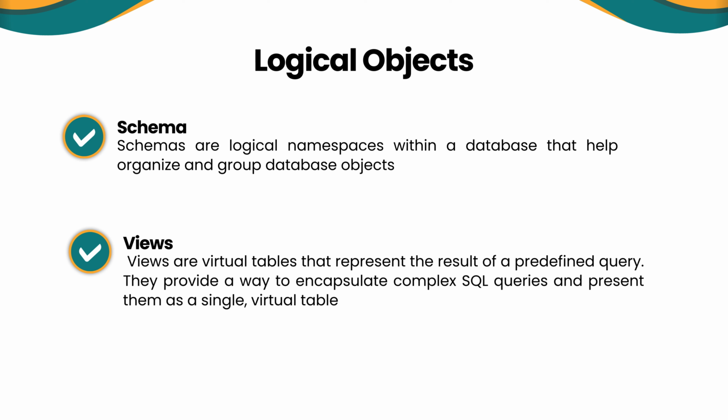Now here we have some more logical objects of the PostgreSQL database. First one is schema, which is a logical namespace within our database that helps organize and group the database objects. Database objects like tables; a schema also contains other kinds of named objects, including data types, functions, and operators. And the same object's name can be used in different schemas without conflict. For example, both schema1 and schemaA can contain the table named my_table.